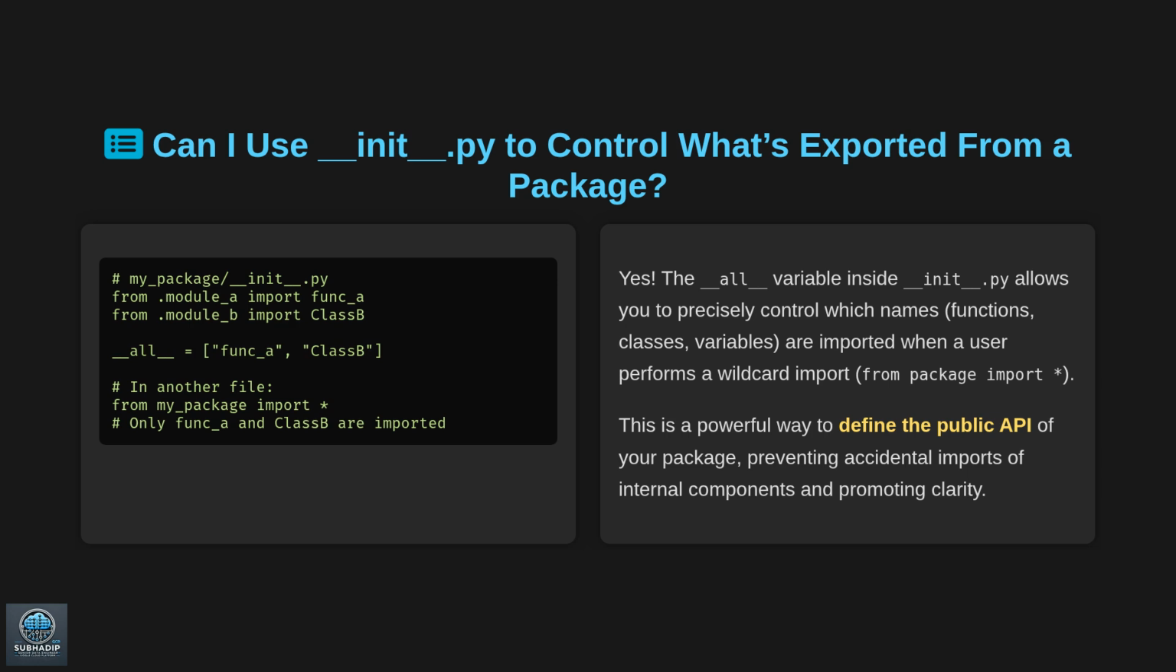Can you use __init__.py to control what is exported from a package? Absolutely. By defining the __all__ variable within your __init__.py file, you gain precise control over which names, such as functions, classes, or variables, are imported when a user performs a wildcard import. This is a powerful mechanism to explicitly define your package's public API, preventing accidental imports of internal components and promoting clearer code organization.